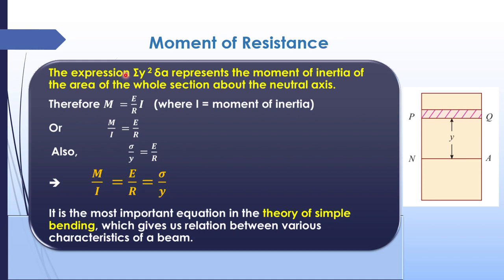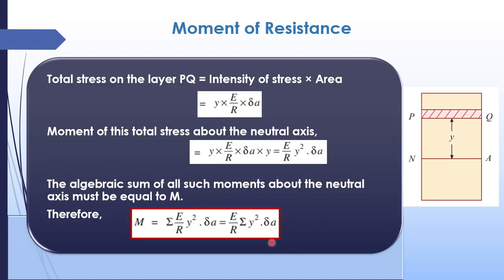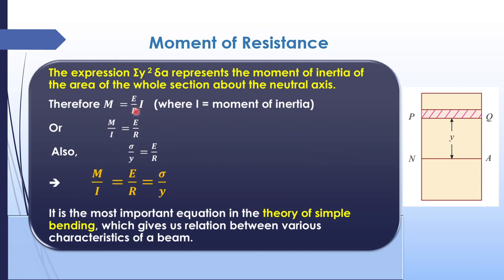So that will give you the moment of inertia. In the previous equation, you have a term sigma y square dA. Sigma y square dA is nothing but the moment of inertia, which can be represented by the letter I. So we'll get M is equal to E by R into I. From that, M by I is equal to E by R. So this is the second relation.